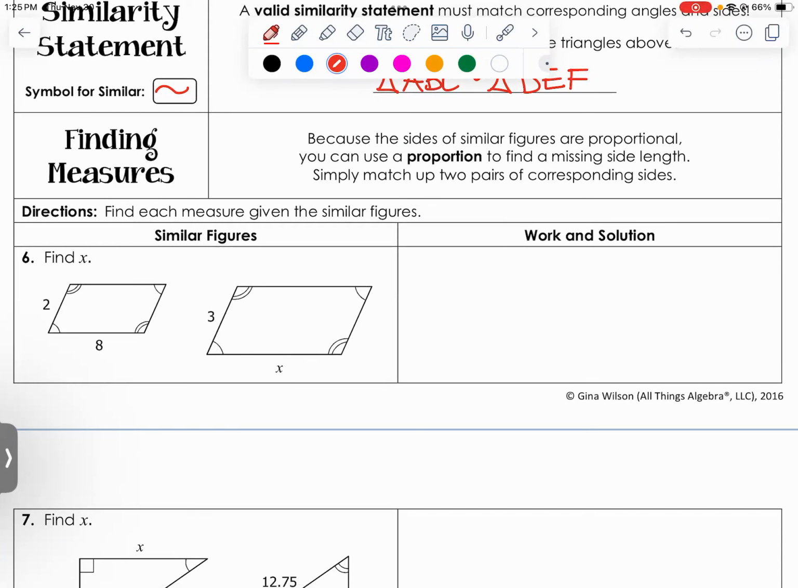All right, now we are going to use this knowledge to find missing measures in a figure. So we are going to use the fact that similar figures are proportional, and we're going to solve for a missing measure.